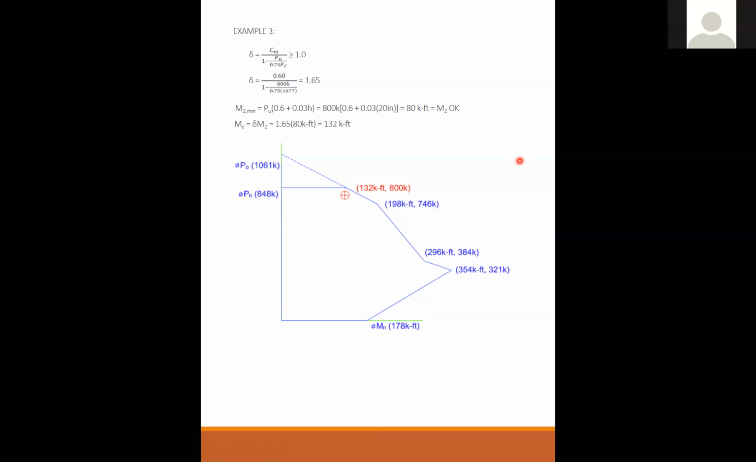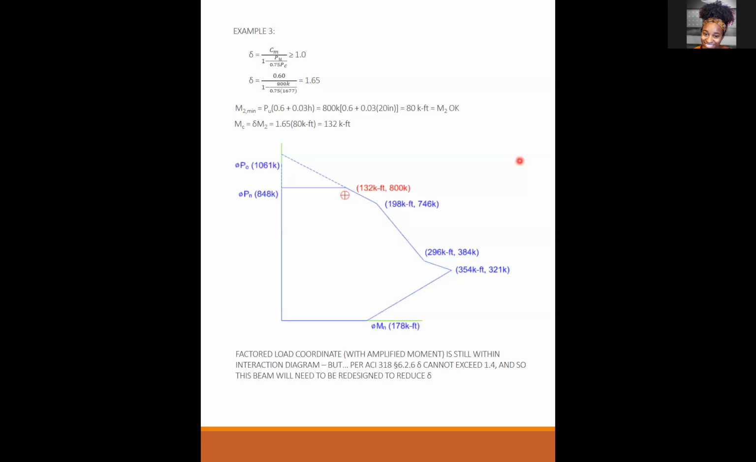The column works because it's in front. The column, it works. It falls in the diagram. That is correct. So this column is acceptable. Factored load coordinate with amplified moment is still within the interaction diagram. So it works, except that we have this pesky little ACI prescription.